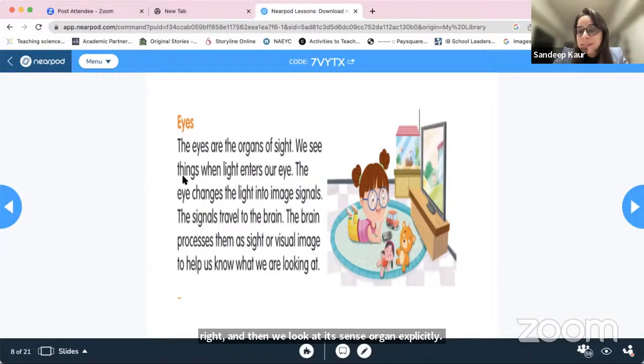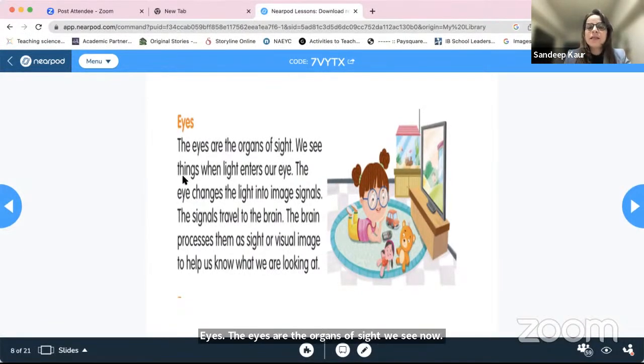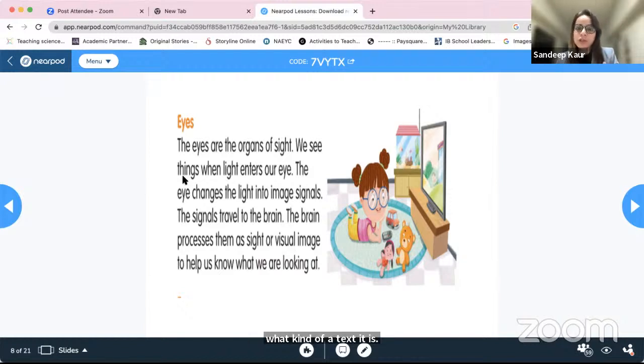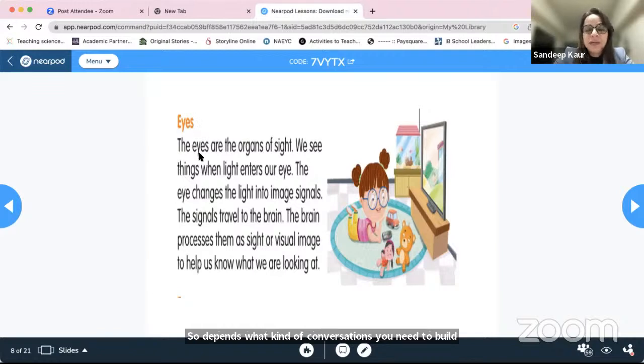We see, now this part can be a shared reading also. You can ask the students again, what do you see in the picture? Which sense organ is being spoken about or read, or what kind of a text it is. So it depends what kind of conversations you need to build through different routines. All right. So we can read it together.